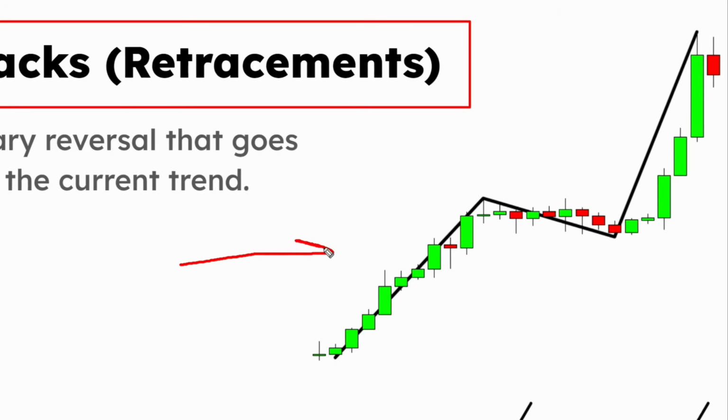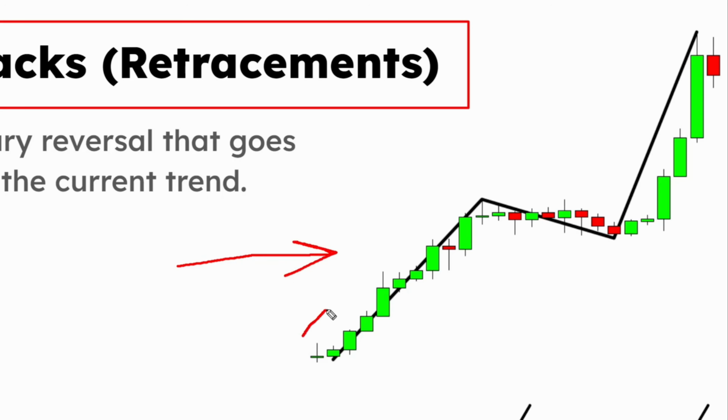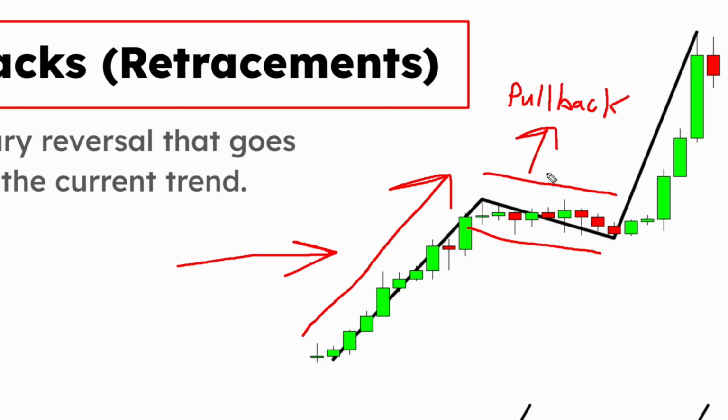So if we look at this image right here, we can see that we had an impulsive move, a move that goes in the same direction of the trend. Then right here, we saw a brief pause in the trend. This right here is our pullback. It's our temporary reversal that goes against the direction of the current trend.